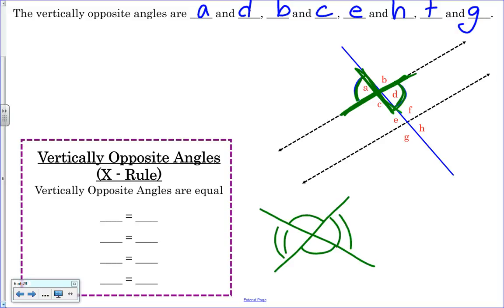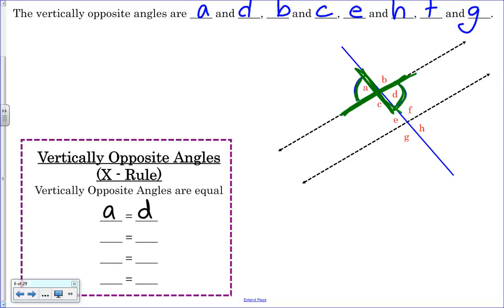And again, the cool thing that we want to remember, I keep coming back to it because you guys are going to use it quite a bit when you're solving, is this is a straight line, which means that these two angles would be supplementary. So this plus this would be equal to 180 degrees. So don't forget to look for those straight lines. The next thing we want to do is look for all of these vertically opposite angles. So we know that A is going to be equal to D. We know that B is going to be equal to C. E is equal to H. And F is going to be equal to G.